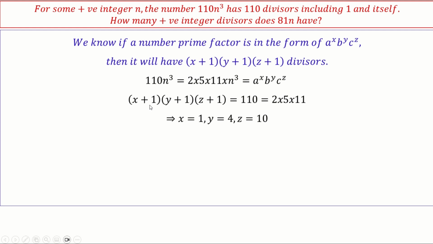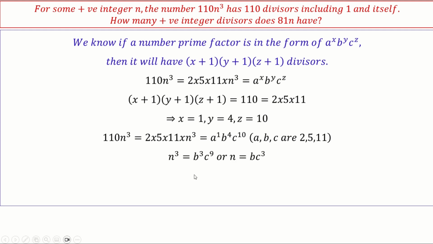So this is x equal to 1, y equal to 4, z equal to 10. Then it will become 2 into 5 into 11, which is 110. Right. Now I will rewrite this into this form: 110 n cube equal to a power 1, b power 4 and c power 10. Okay, a, b, c are any of these.